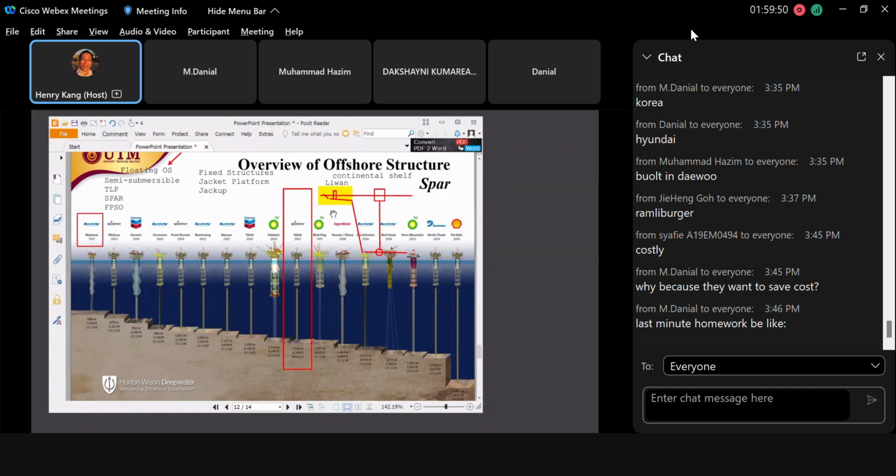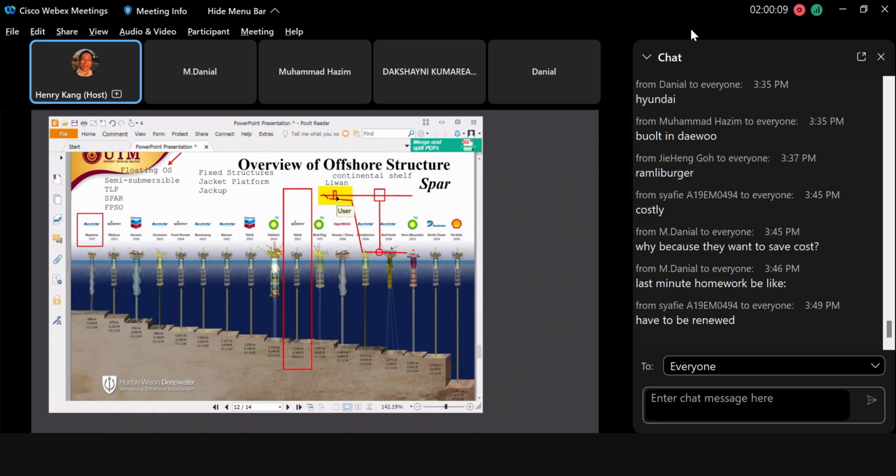Most of the fixed structure jackets are already at the end of their life cycle. In Malaysia we have 400 plus jackets, and many of them are going to be decommissioned. That means the operators such as Petronas, because the oil field is already depleted, need to take back the structure. That is a part they cannot avoid from their responsibility or their liability.